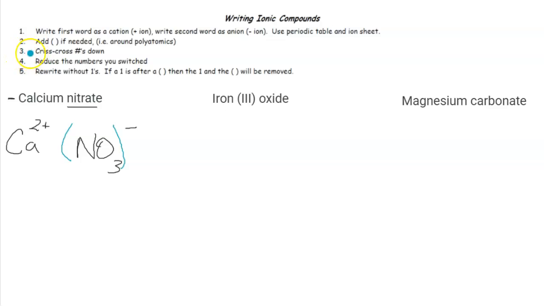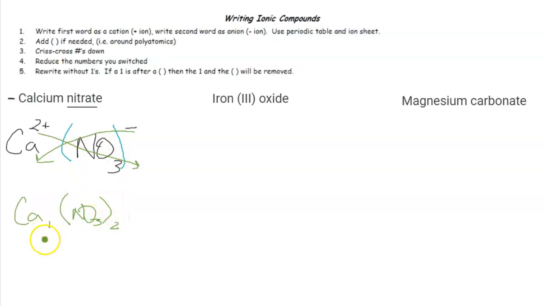And then I'm going to crisscross my numbers down. This is step number 3. I'm going to bring the understood 1 down beside calcium, and I'm going to bring the 2 down beside nitrate. And that looks like I'm going to have the formula Ca with a 1, and then nitrate would be written as NO3, but I need 2 of those.